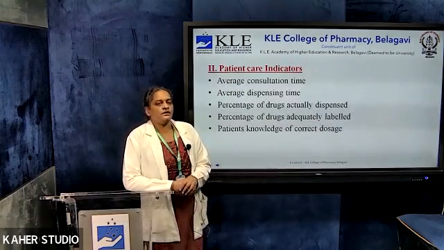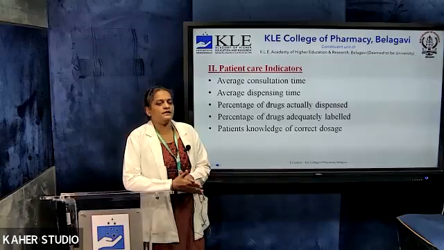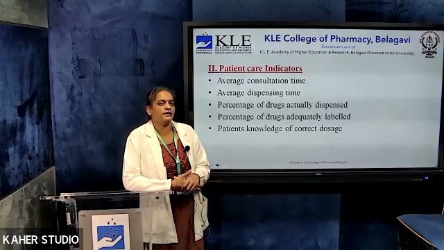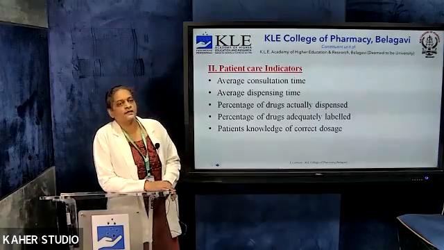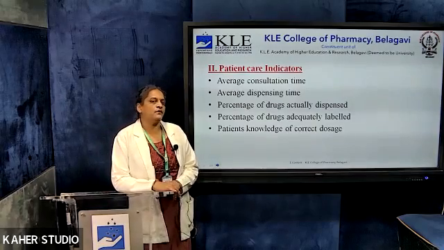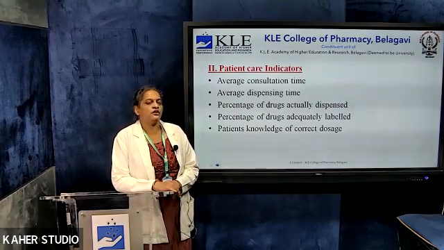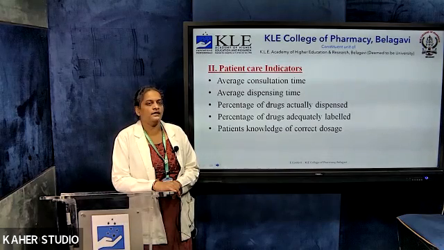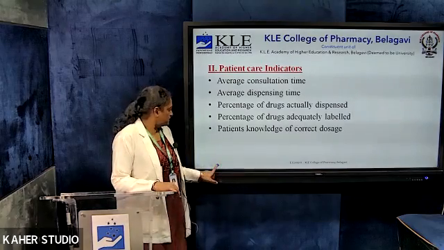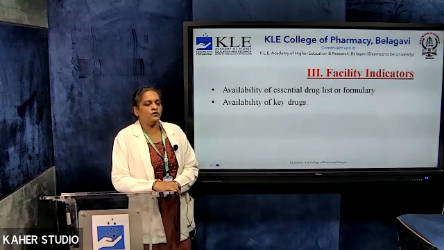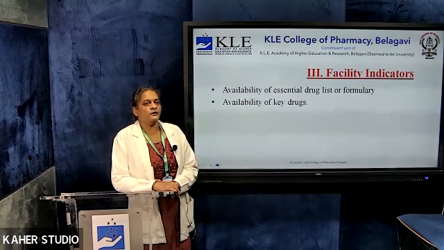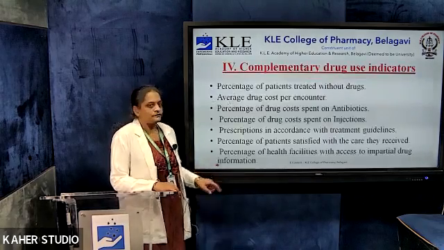So the second one is the patient care indicators. Average consultation time, how much time is taken for the consultation, average dispensing time, percentage of drugs actually dispensed, percentage of the drugs adequately labeled, and knowledge of the correct dosage. Patient knowledge is also very much important here. Patient education is most important. Coming to the facility indicators, here there are two they have given: availability of the essential drug list or the formulary, and availability of the key drugs.